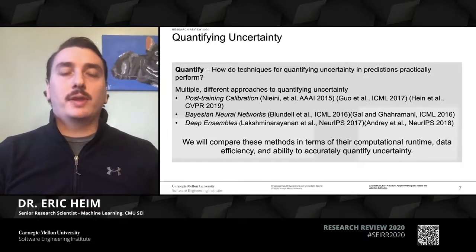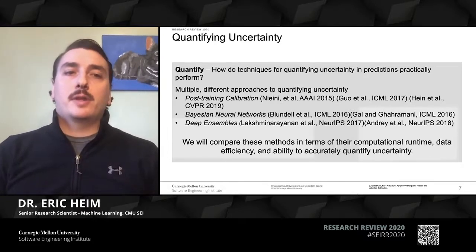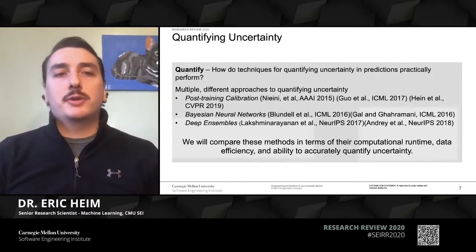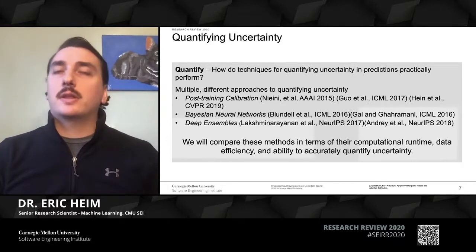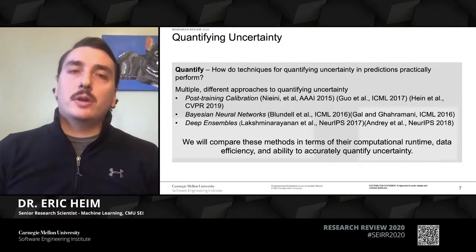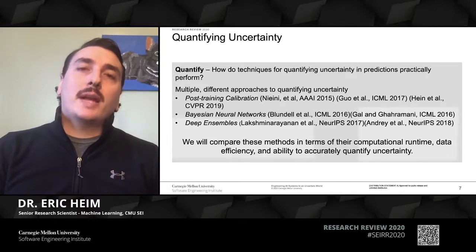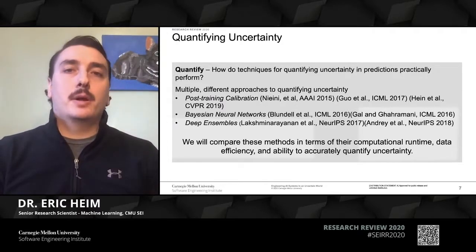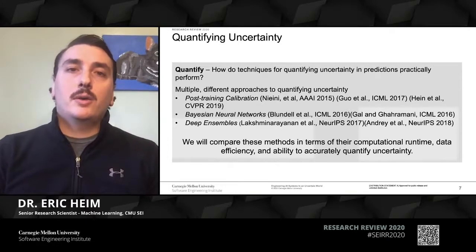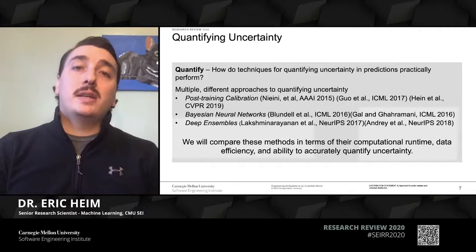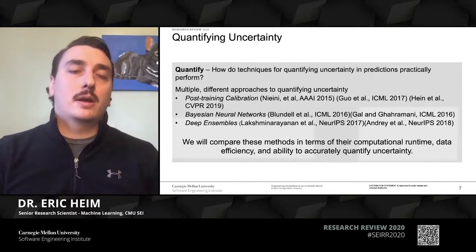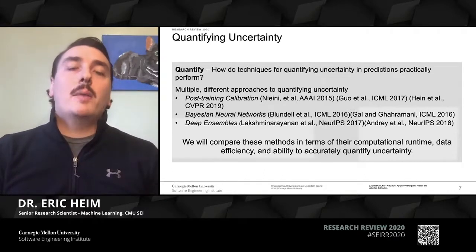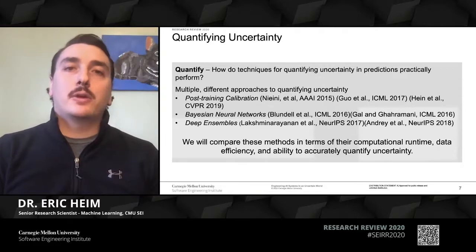So for instance, we've listed a couple here, papers from the post-training calibration literature, as well as Bayesian neural networks and deep ensembles. What's not well understood is how these methods practically compare to each other. So not just in how well they can calibrate confidences or quantify uncertainty, but also, what are their constraints on data? How much data do they need to actually get this level of performance? Or, how much added computational expense is incurred by using them?